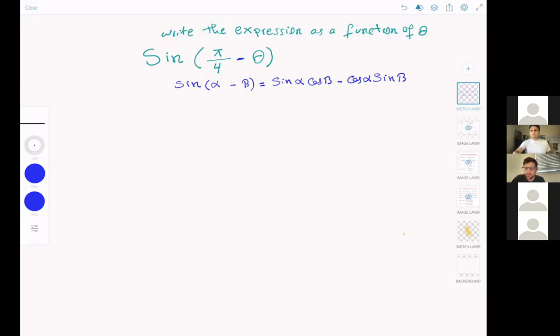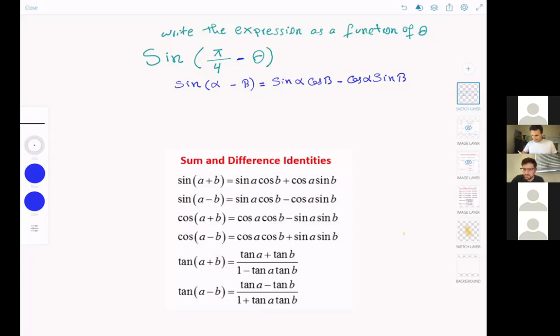All right, so this is what we have on the note sheet. Why did I pick this? Why didn't I pick the other five formulas? Because first of all, it's sine, so we have sine. Second of all, it's minus. So that's the only one we have. I use alpha minus beta, but they have A minus B. That doesn't matter.